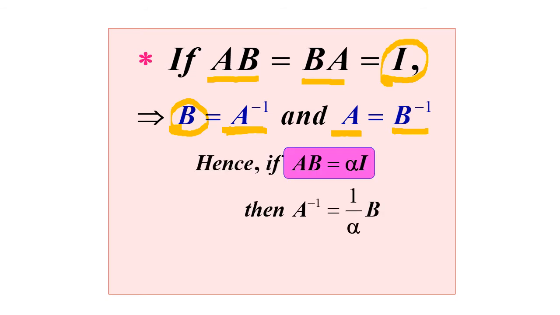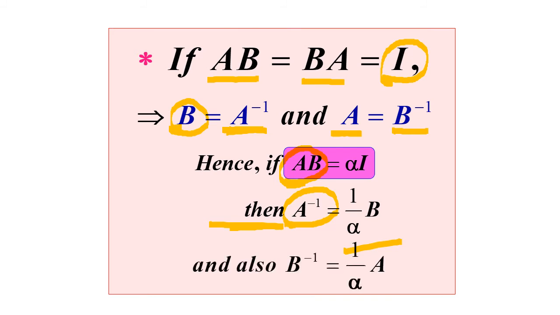Okay, hence if matrix AB equals alpha I, alpha is considered a constant, I is identity, then we can conclude that inverse of matrix A equals 1 over alpha times matrix B. And also B inverse equals 1 over alpha times A.